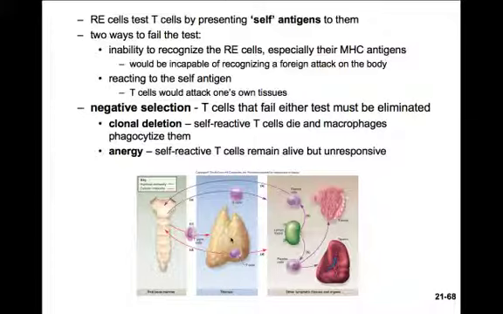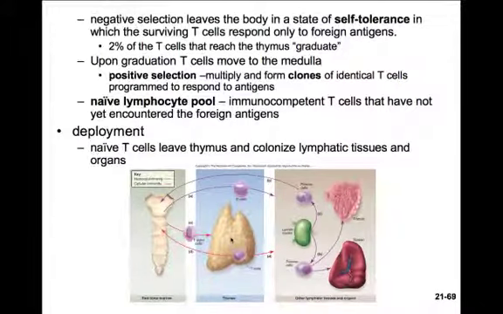Or they could go through the process of anergy. This is where self-reactive T cells remain alive, but they are not responsive. Only about 2% of immunocompetent T cells will be permitted to graduate. That is, only 2% will pass the test. If they do pass the test, they're allowed to move into the medulla.